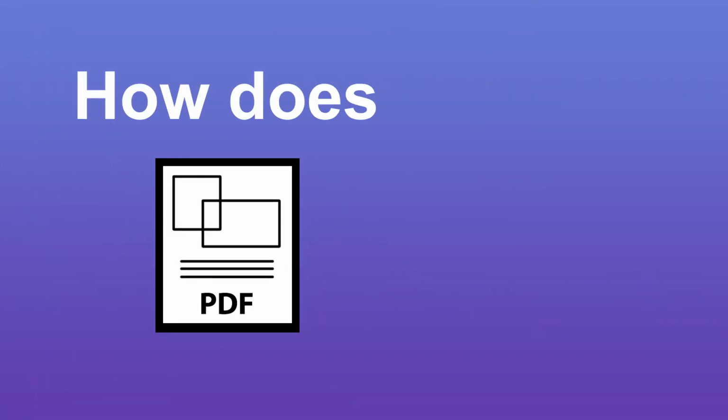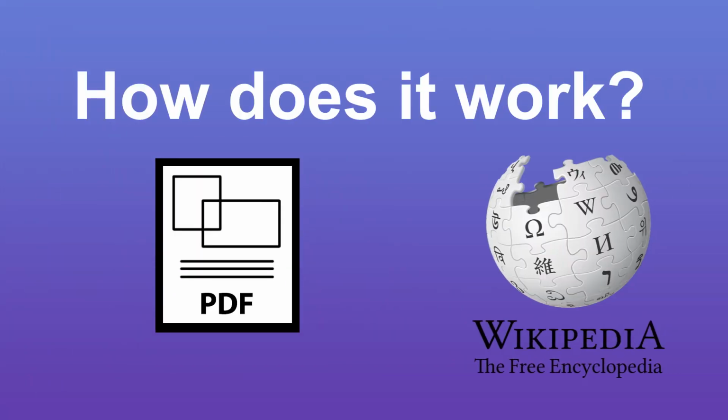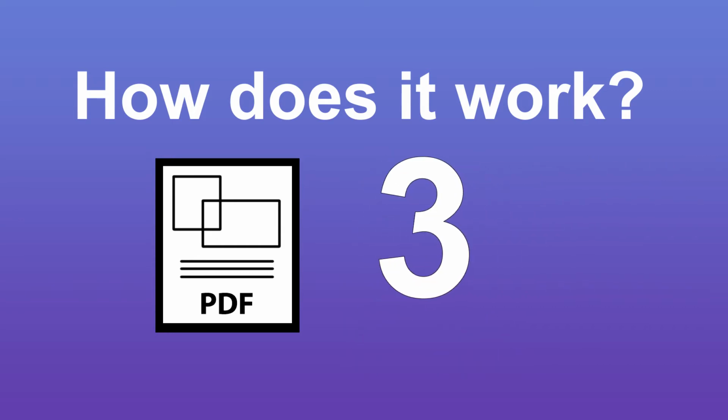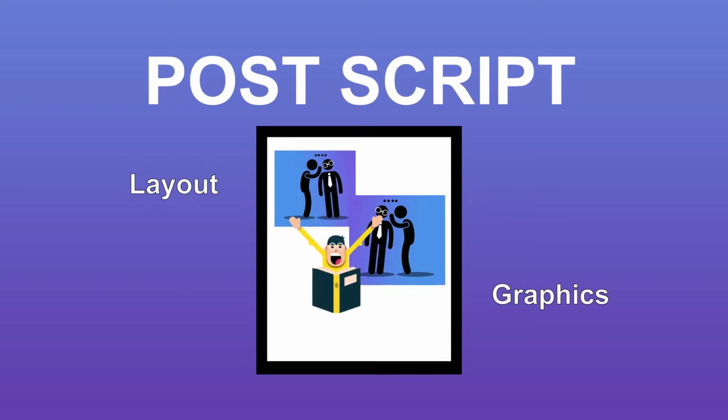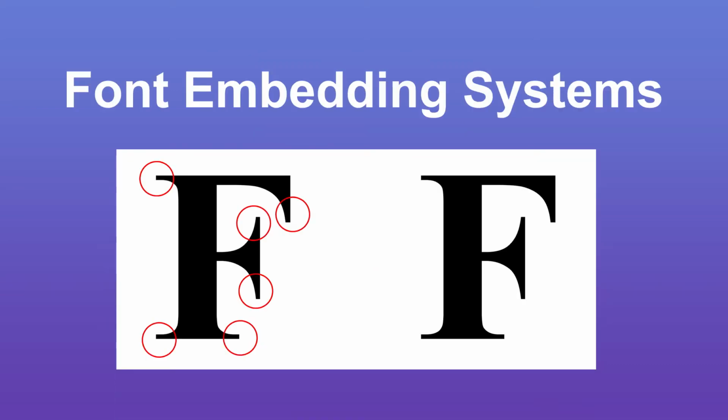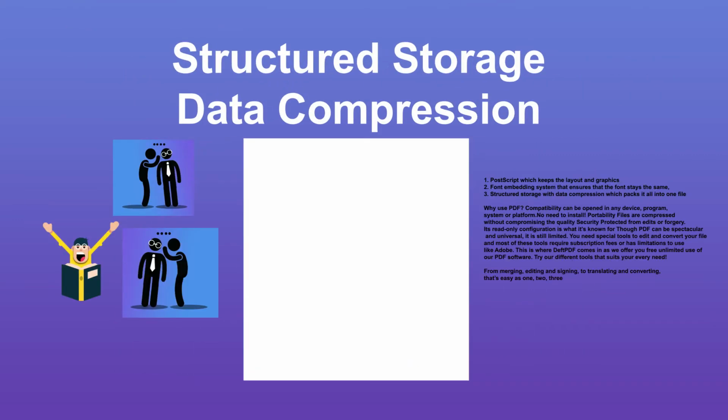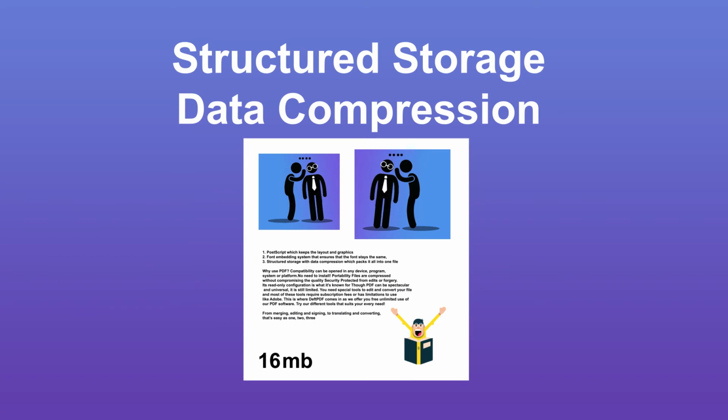How does it work? According to Wikipedia, PDF is a combination of three technologies: PostScript, which keeps the layout and graphics; font embedding system that ensures that the font stays the same; structured storage with data compression, which packs it all into one file.